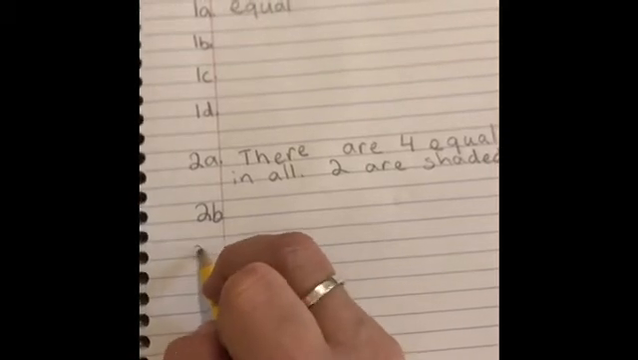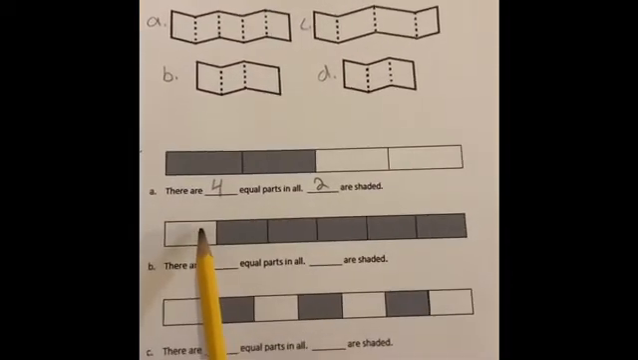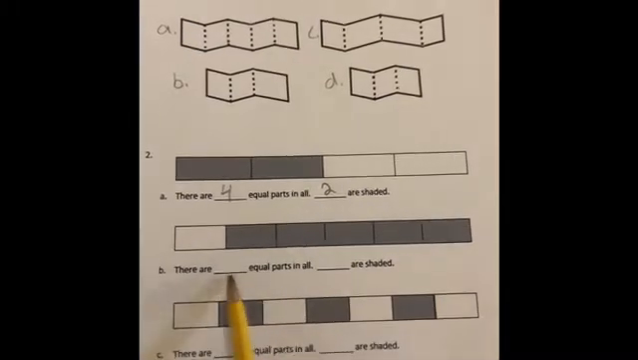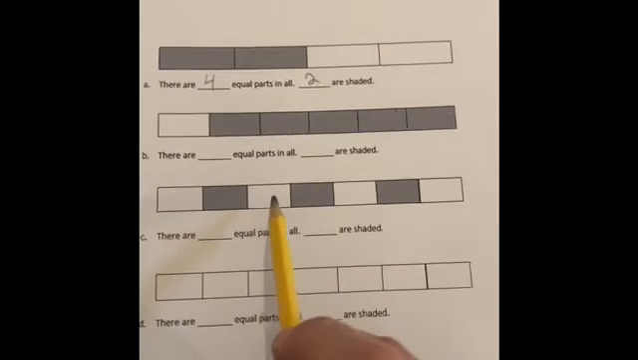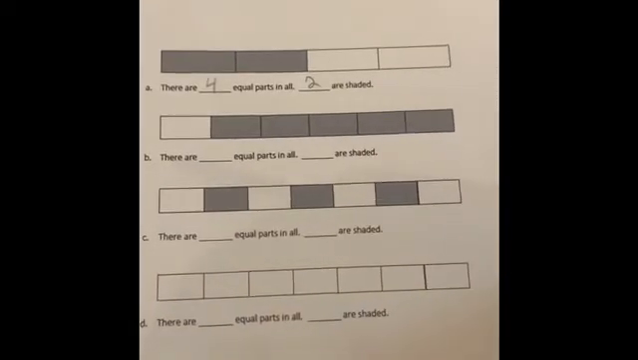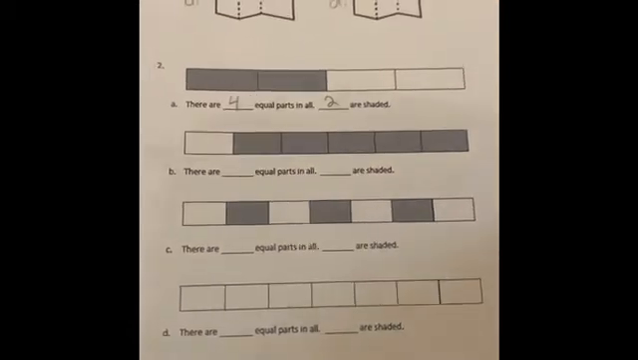You're going to do the same thing for 2C and 2D. Again, go ahead and pause the video on 2B and fill in the sentence. Take a look at 2C. Pause the video, count all the parts, then count just the parts that are shaded. Answer the question by writing the whole sentence in your journal right next to where 2C would be.